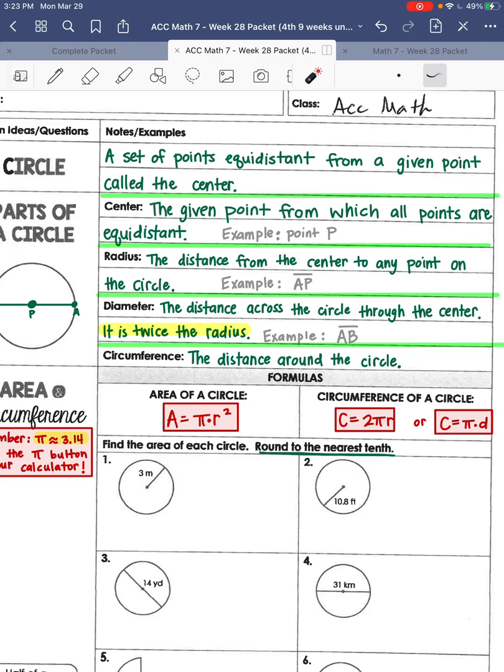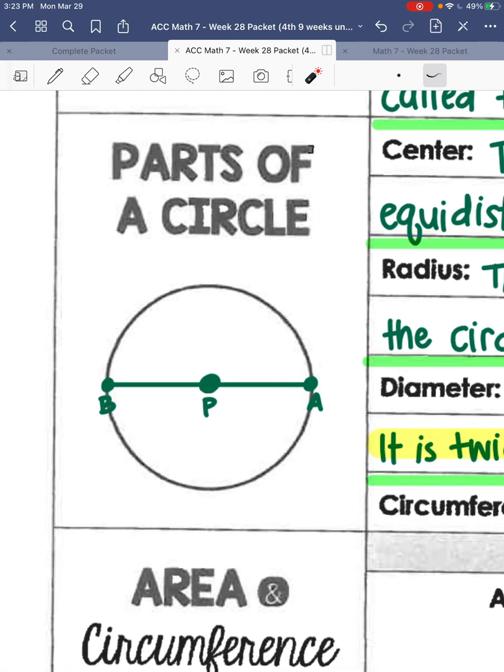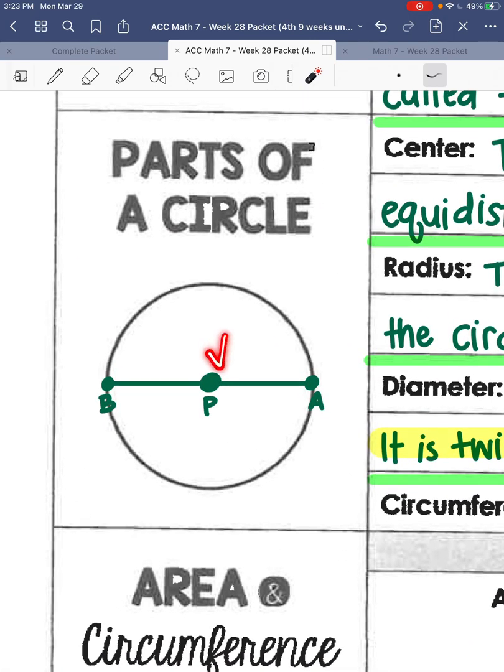Now the parts of the circle that we're going to talk about are the center, the radius, the diameter, and the circumference. The center is the given point from which all points are equidistant, and it is the middle of the circle. So if we look at this circle right here, the center is right there at point P. It's in the middle of the circle, and all the points along the circle are the same distance from that point.